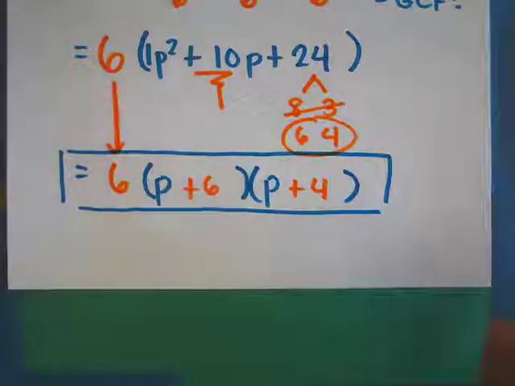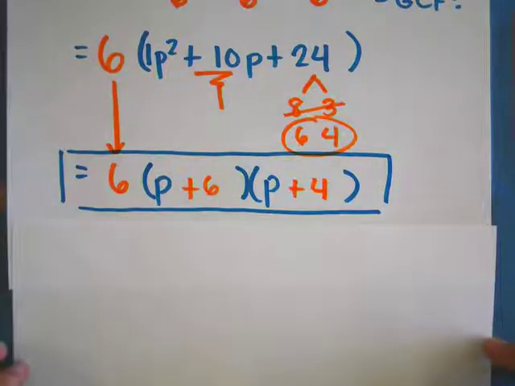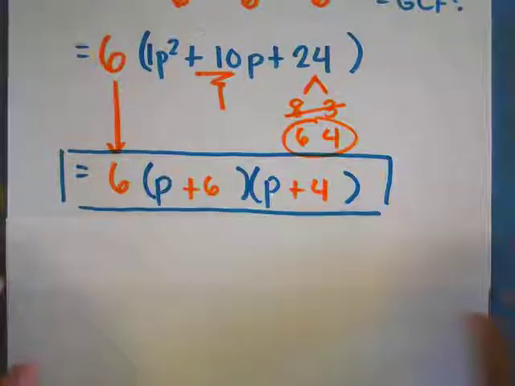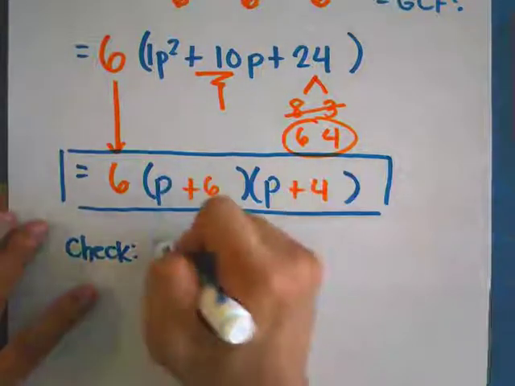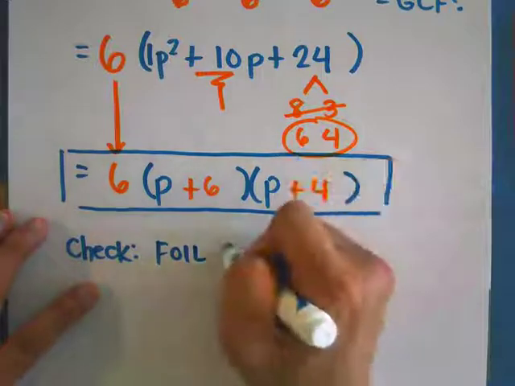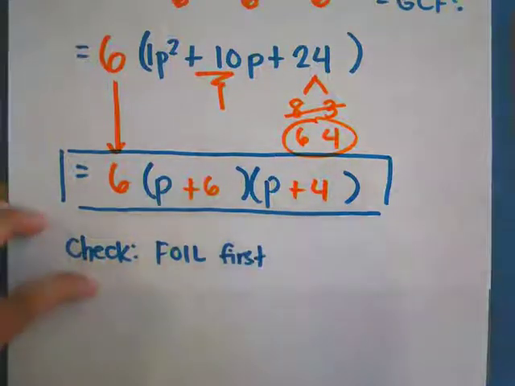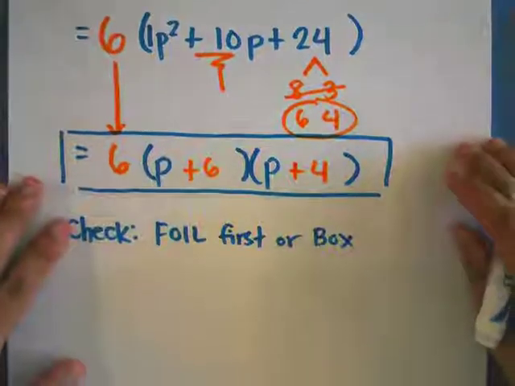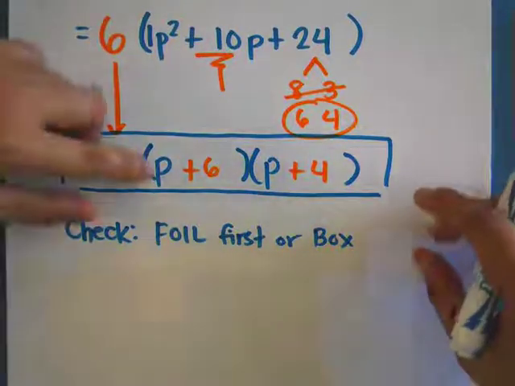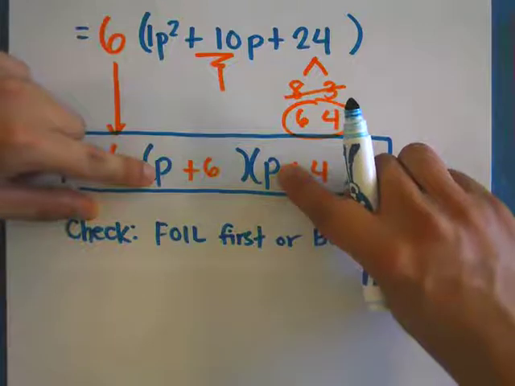Okay. Maybe on your quiz and test, if you're totally unsure of your answer, you can definitely check your work. I want you guys to FOIL the two parentheses first, or use the box. You decide what method you want to do. I'm going to do the foiling method first, so let's just check to make sure we're getting the correct answer.